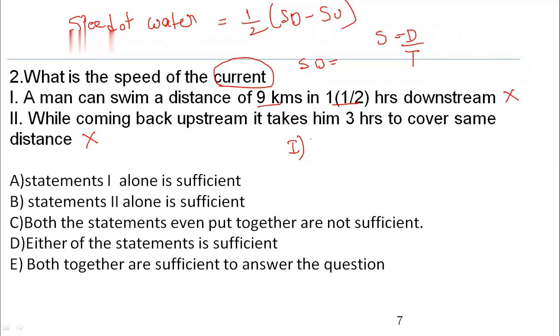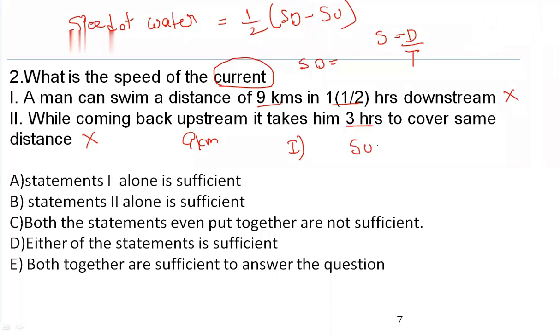So try combining both the statements as we are unable to solve with respect to the first statement and the second statement alone. If you try to combine both the statements, the first statement will help you understand the speed of downstream as they mentioned downstream and given the distance and time. And if you take the second statement, while coming back upstream, it takes 3 hours to cover the same distance, meaning the same 9 kilometers of distance in 3 hours.